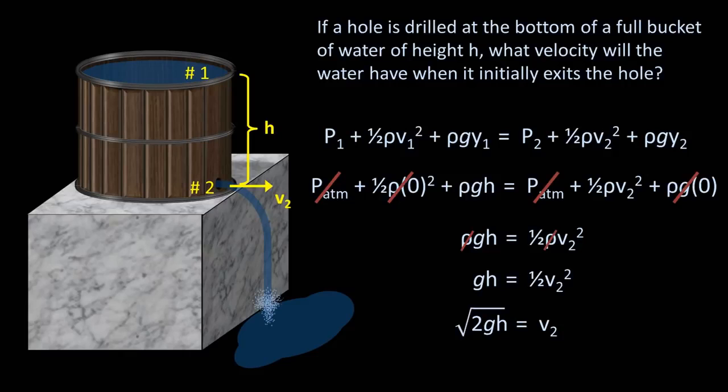This is historical trivia, but this solution is called Torricelli's theorem. Torricelli is the 17th century Italian physicist who invented the barometer and for whom the unit of torr is named after.